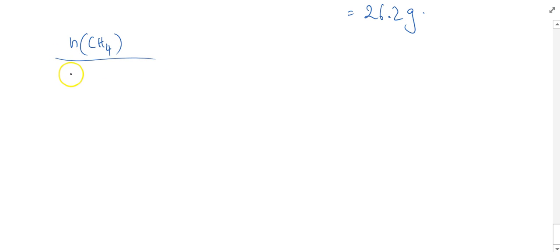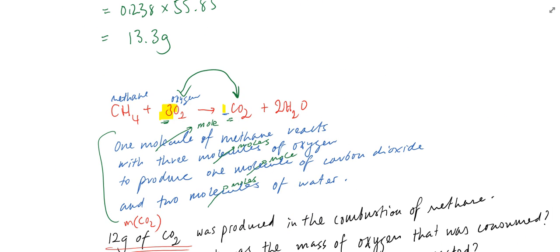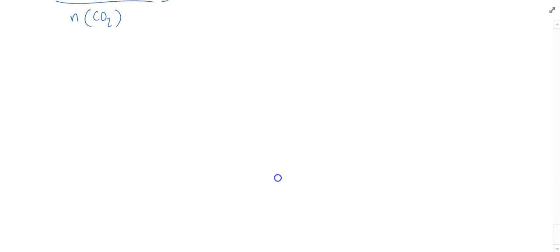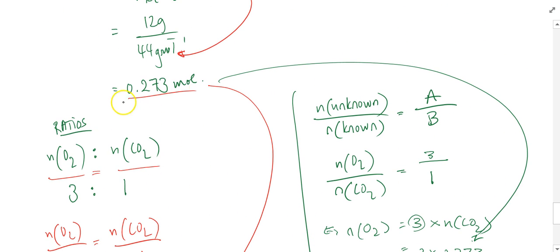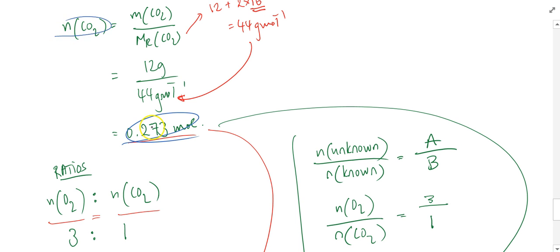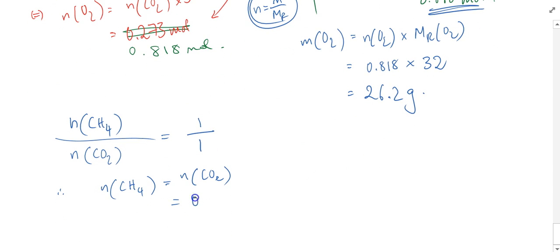Number of moles of methane, the unknown, over the number of moles of the known, which is carbon dioxide. If you look at the equation, methane here has a coefficient of 1, carbon dioxide has a coefficient of 1. It's going to be 1 over 1. Therefore, number of moles of methane equals number of moles of carbon dioxide. We know what the number of moles of carbon dioxide is, just over here. This here was the number of moles of carbon dioxide. So we can say with confidence that the number of moles of methane are 0.273 moles.